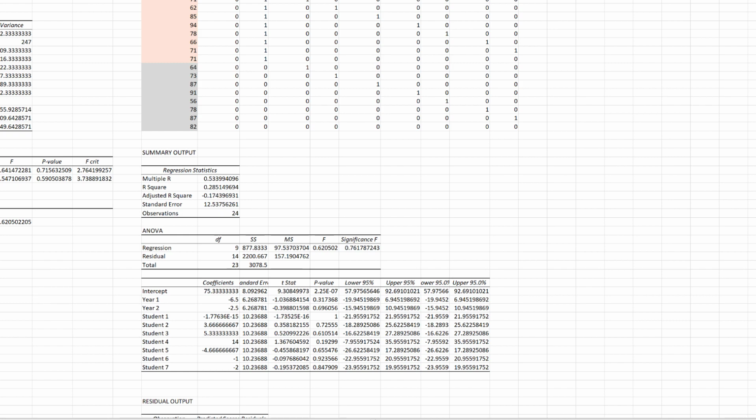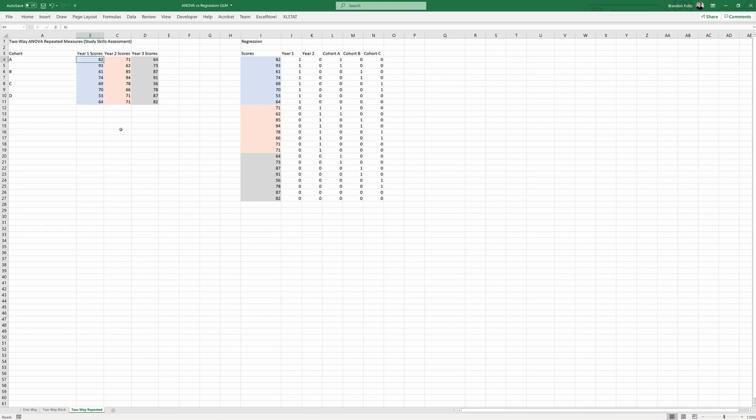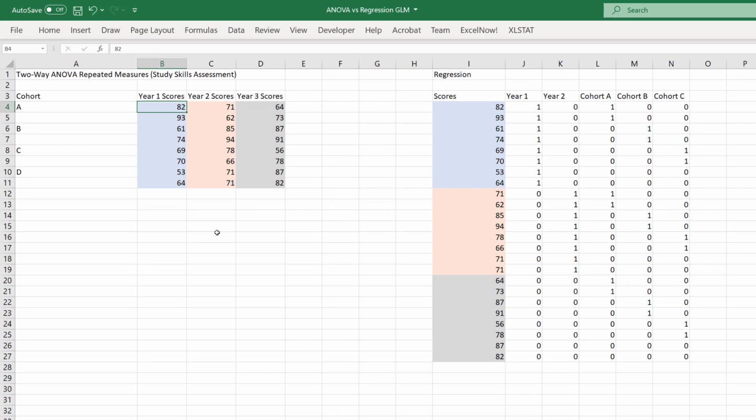Now let's go ahead and complete this analysis using the two-way repeated measures ANOVA. In this example, we've made one slight change and we put students into cohorts. So we have repeated measures. In cohort A, we have 2 students. They're both year 1, and they're in cohort A. So we have 2 measurements in that intersection of year 1 and cohort A. Same thing for year 2 in cohort A, year 3 in cohort A.